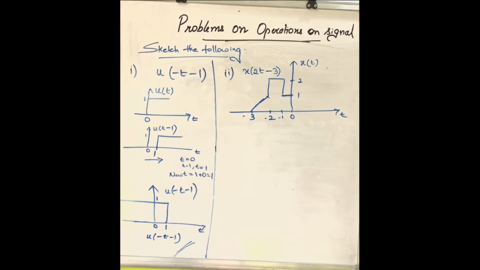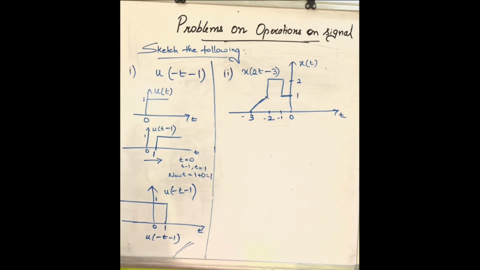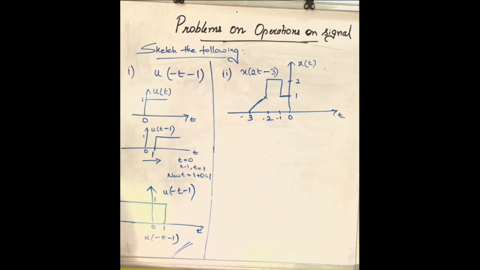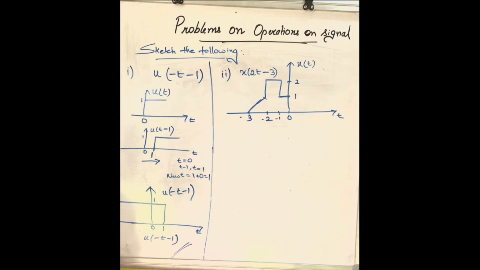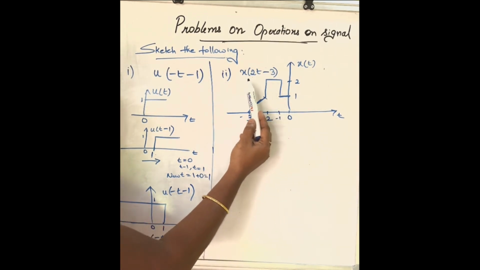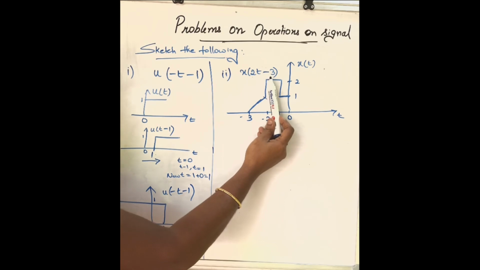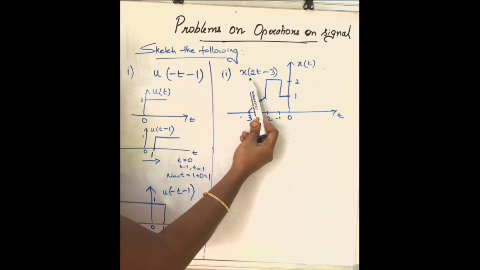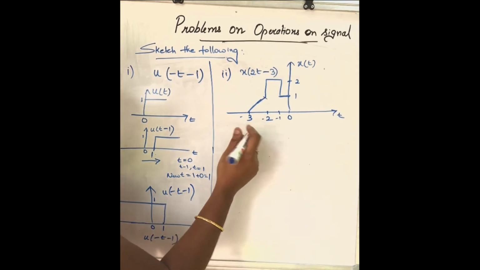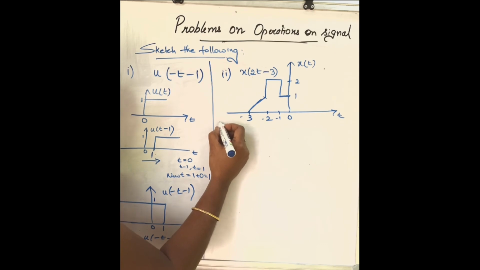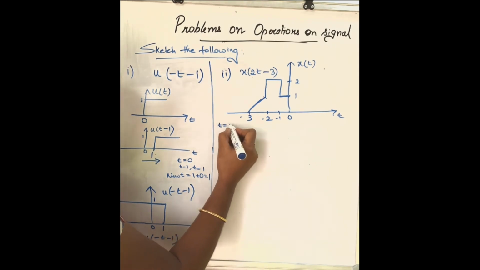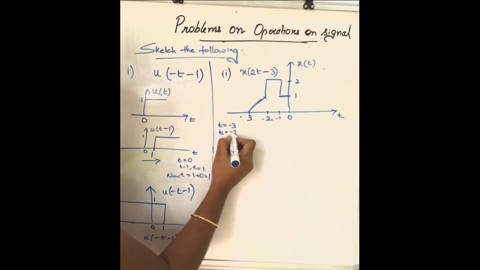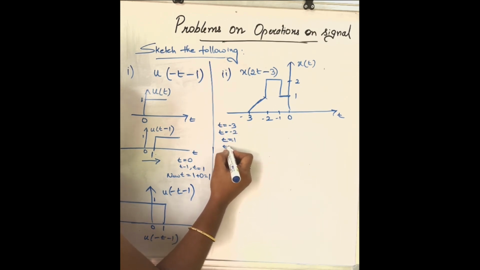Next, the second problem is x of 2t minus 3. Here the diagram is given. Two operations they have asked you to do. First is time shifting and then time scaling. So when you say minus 3, that is a delayed shift, and when you say 2t, then you have a compressed image. Okay, so let's do the first part. Before starting, please take down the values of t. So t is equal to minus 3, t is equal to minus 2, t is equal to minus 1 and t is equal to 0.